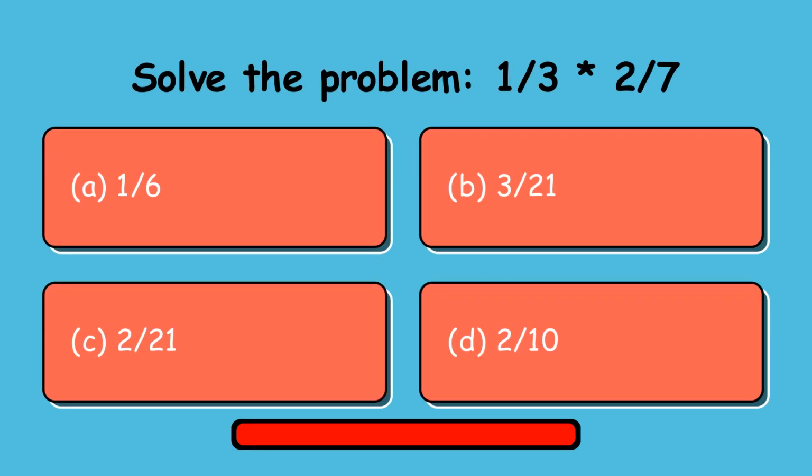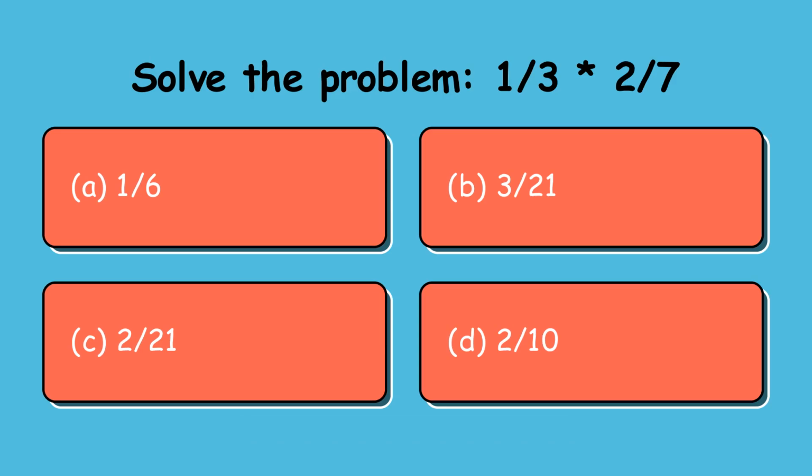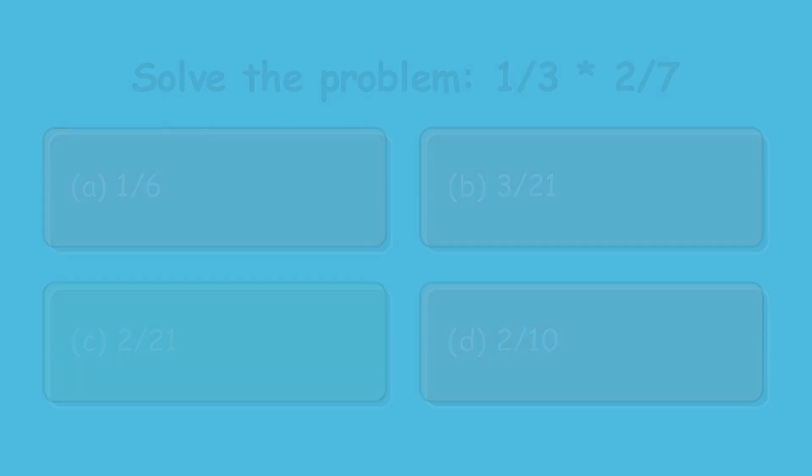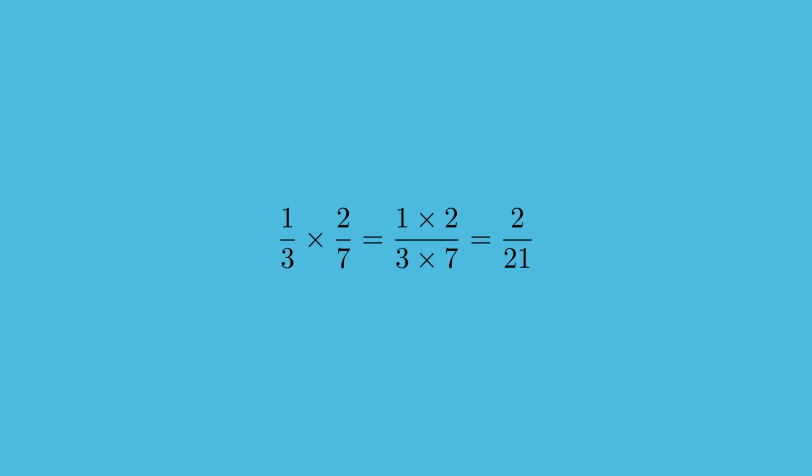All right, let's take a look at the problem involving multiplying fractions. 1/3 multiplied by 2/7. Your possible solutions are A, 1/6, B, 3/21, C, 2/21, and D, 2/10. You have 10 seconds to solve the problem, or feel free to pause the video if you need more time. Correct answer is C.